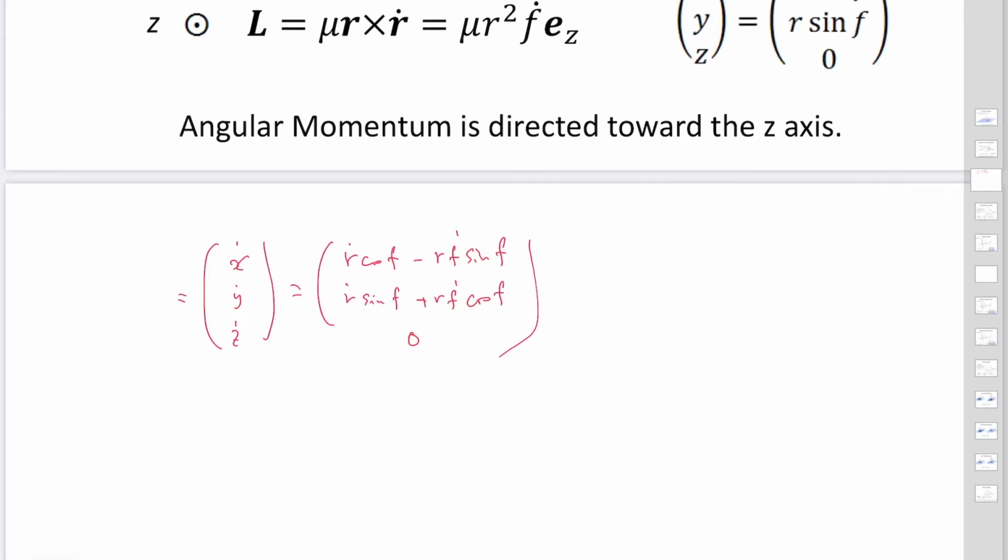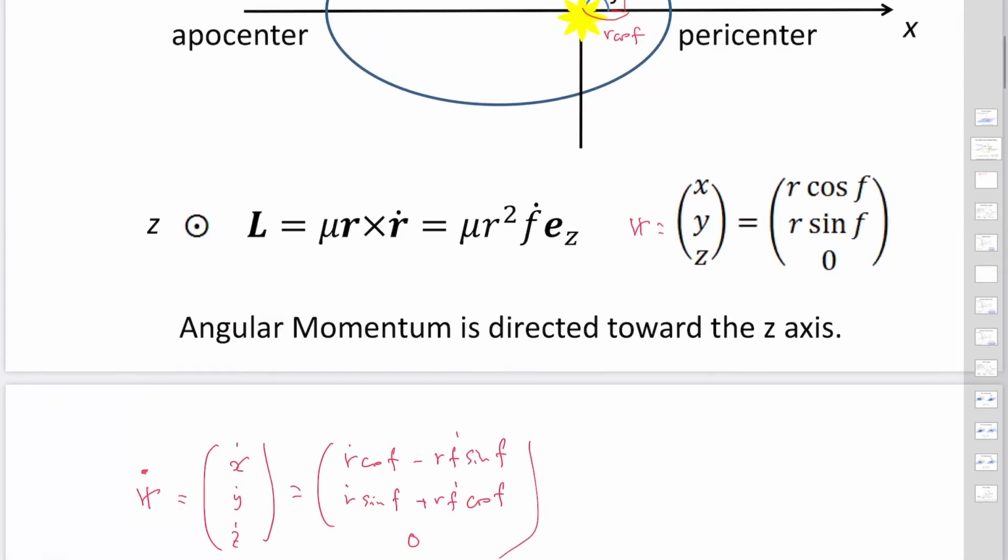This is r dot. So this is the r vector and the r dot vector. Then you can find that the angular momentum is directed along the z-axis, and the magnitude is mu r squared f dot.